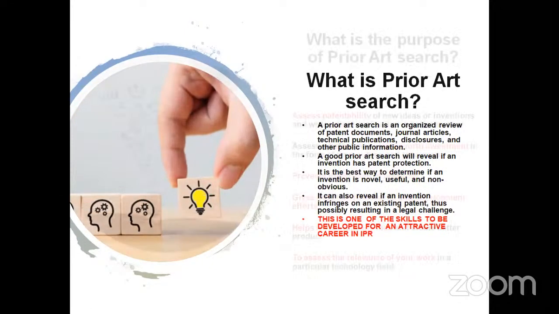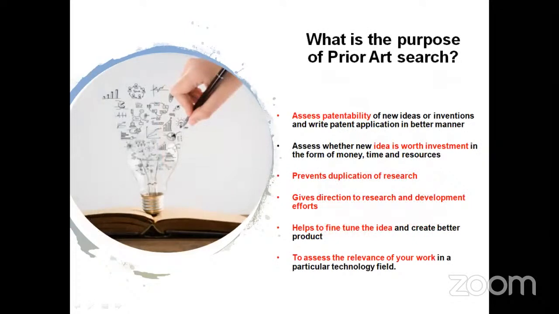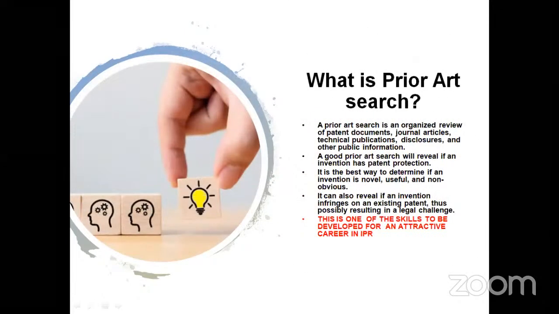Now, what do you mean by prior art search? A prior art search is an organized review of patent documents, journal articles, technical publications, disclosures, and other public information. A good prior art search will reveal if an invention has patent protection. It is the best way to determine whether the invention is novel, useful, and non-obvious. It can also reveal if the invention infringes an existing patent, thus possibly resulting in a legal challenge.